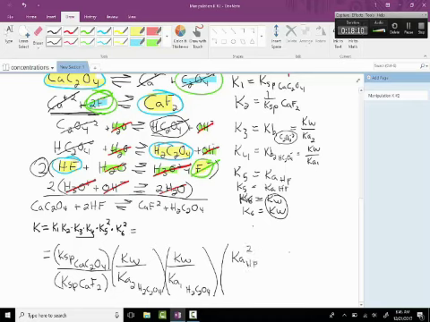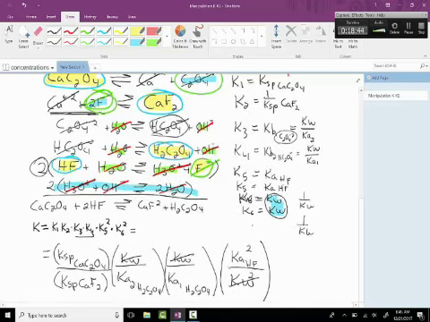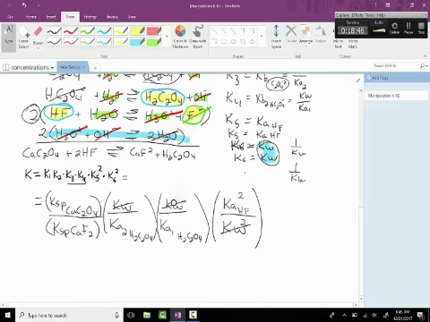And I made a mistake here. I hope you picked it up. These KWs up here should have been 1 over KW. They're both 1 over KW because the water reaction is reversed here. So that will give me KW squared on the bottom. So these cancel, it becomes a little simpler.